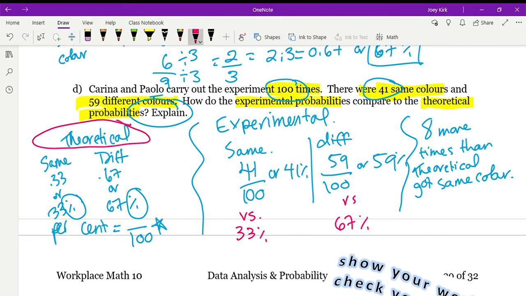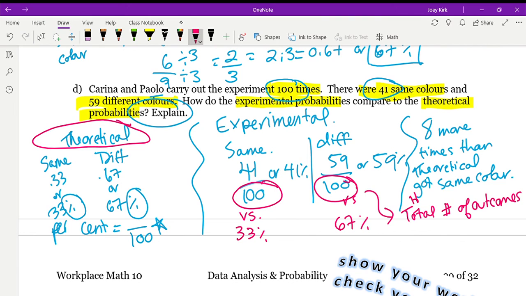So it's actually very common for theoretical and experimental results to not always line up, especially when you're dealing with small numbers. But the key with this is that you get that bottom number, this number right here. You want your total, the total number of outcomes. The higher that number is, the closer you're going to get to your theoretical probability.